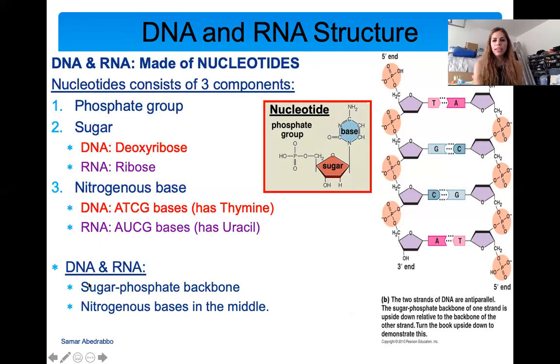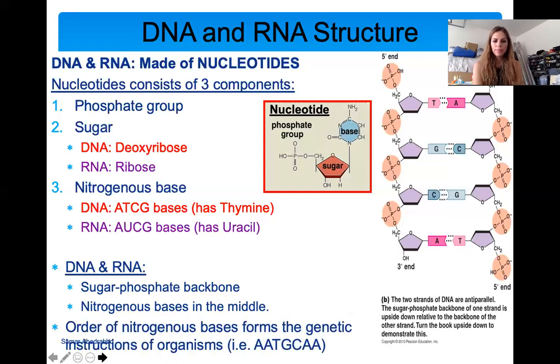So DNA and RNA, they're sugar phosphate backbone molecules, meaning that when you look at the molecule, the sides of the molecule are made up of phosphate and sugar groups, and then the nitrogenous bases are in the middle. And then the nitrogenous bases are hydrogen bonded to each other. So again, A binds to T, and I know this is DNA because there's T here, and then C always binds to G.